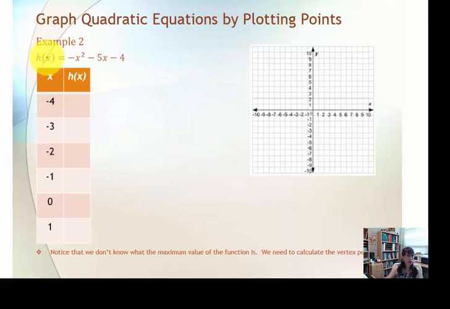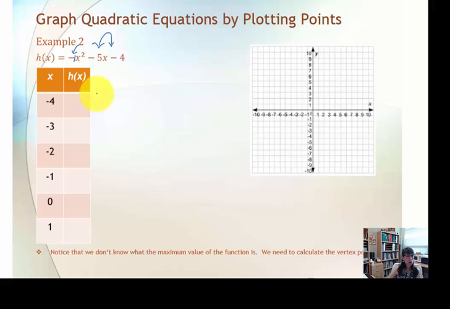For example 2, we have the function h of x equals -x squared minus 5x minus 4. So do you already know something about which direction this parabola will be opening? With that negative in front of x squared, that represents -1. So this parabola should be opening upside down. Let's make the evaluations now and generate ordered pairs to plot.